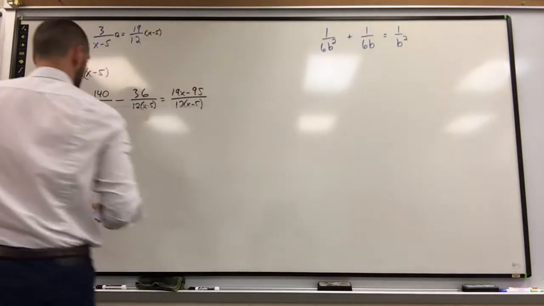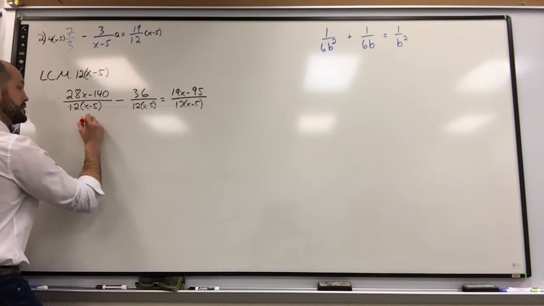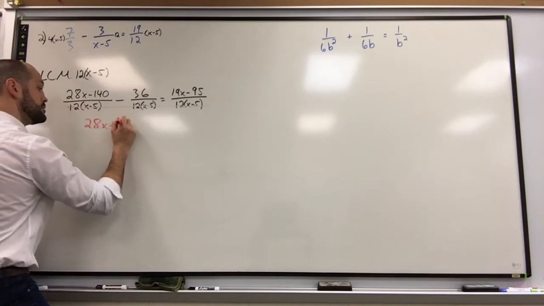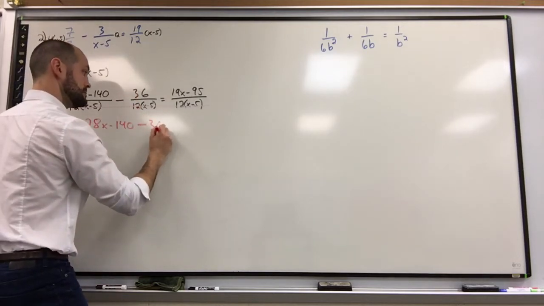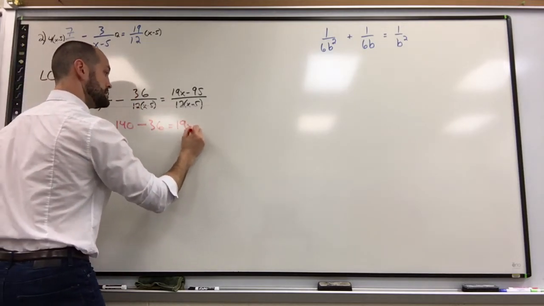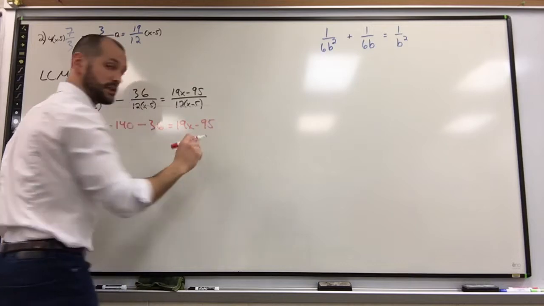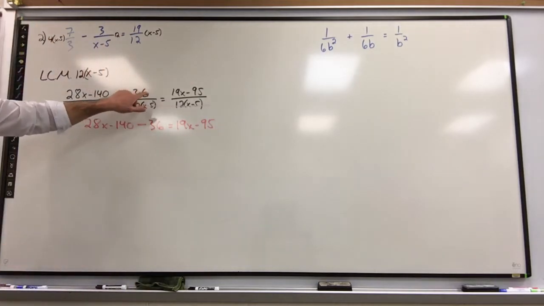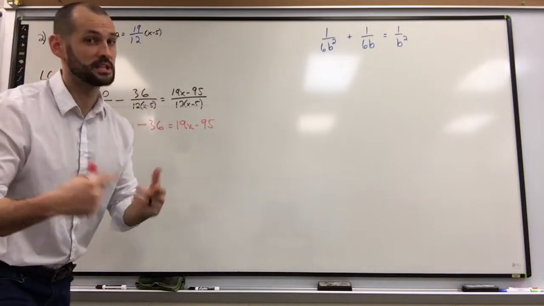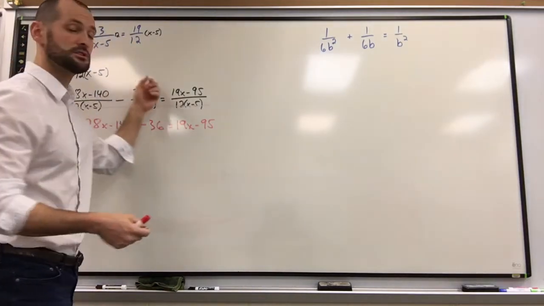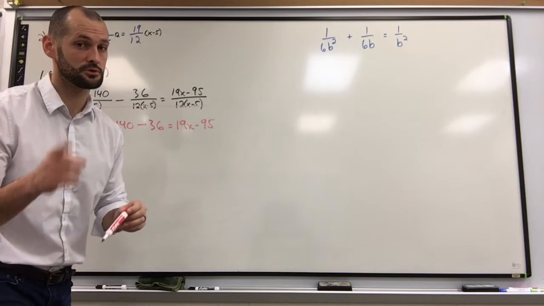So I'm going to rewrite what I have. I have a 28x minus 140 minus only 36 equals 19x minus 95. Now keep in mind, if this was like 5x minus 36, you'd have to distribute that negative to both of them. That's been tripping some of you up. Make sure you distribute it to everything in that second fraction if you're subtracting.